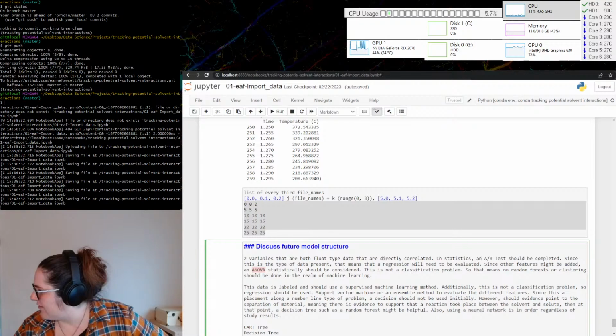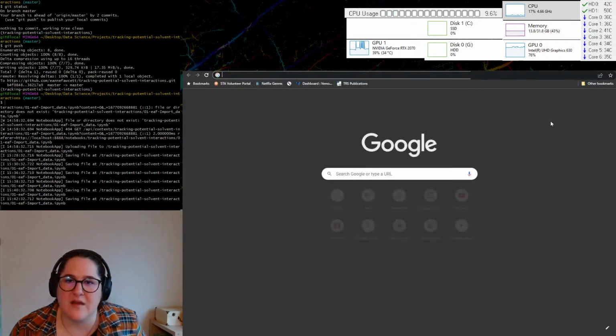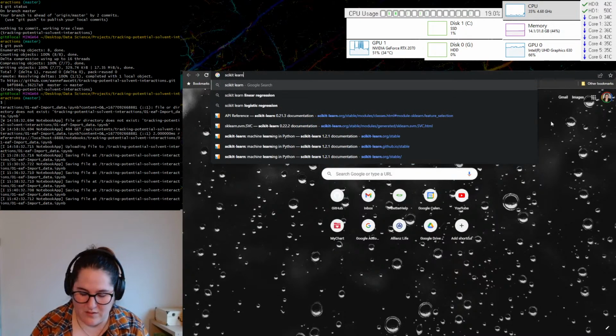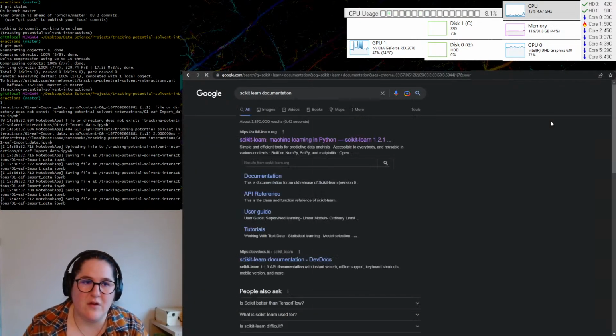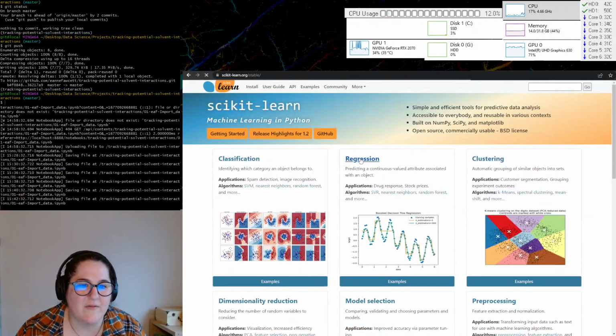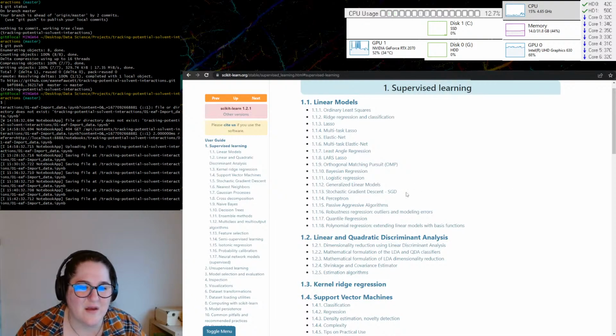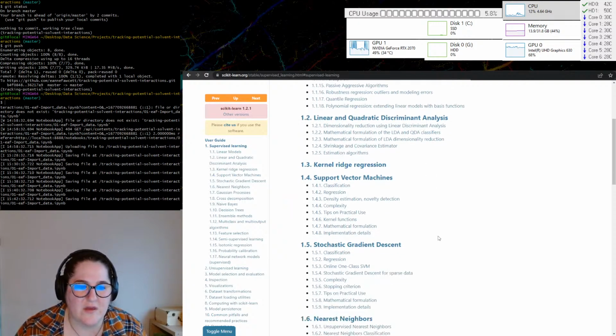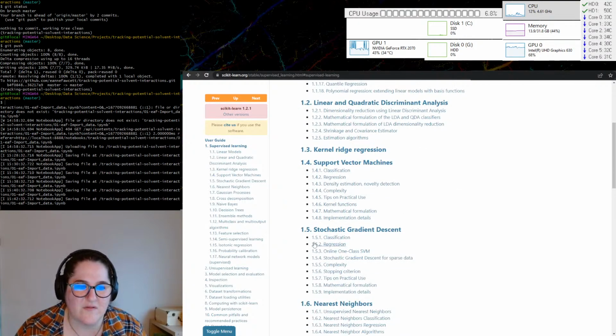Basically anything that you can find, and let's go ahead and pull up the scikit-learn documentation, and let's see if we can't find all of the regressions. There's linear and quadratic. Linear regression is what's standard in the scientific community to begin with. It's standard in statistics. There's also kernel ridge regression, then there's support vector machines, there's stochastic gradient descent.